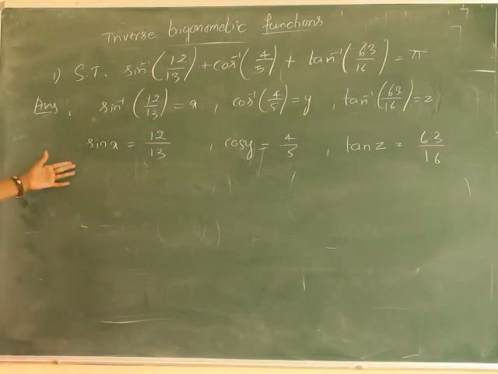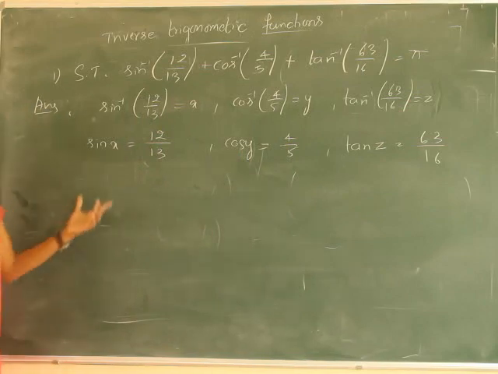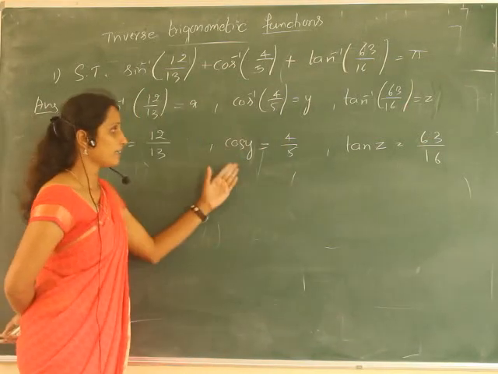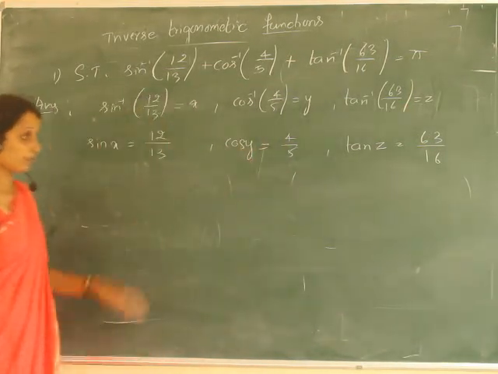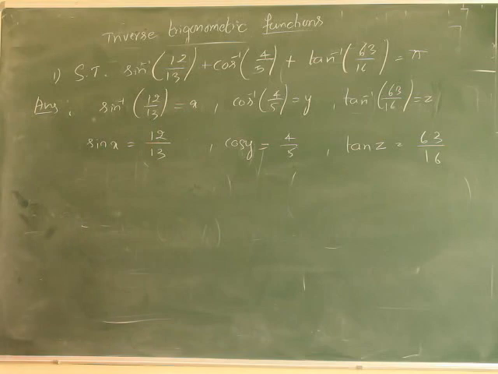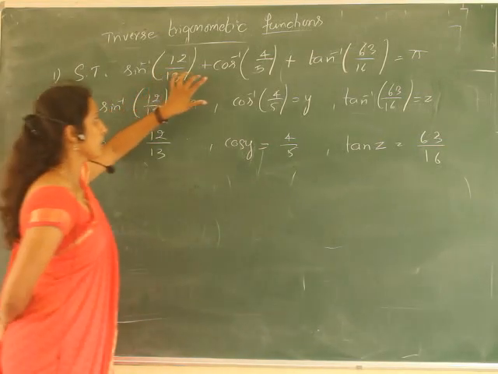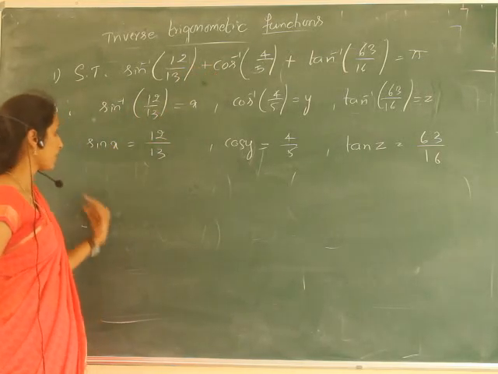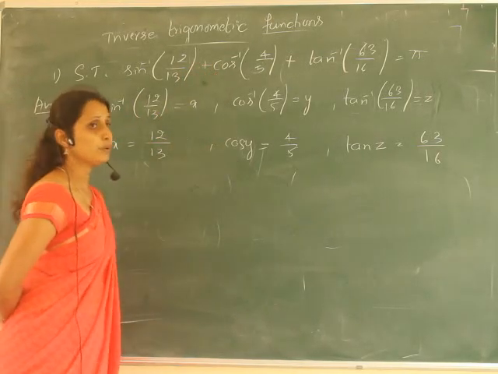So sin x is given, so from this sin x, I'll write what is tan x, and cos y is given, so from cos y, I'll write tan y. Tan z anyhow is given, because we have the formula in terms of tan inverse x and tan inverse y. That's why I'll convert sin x to tan x and cos y to tan y.